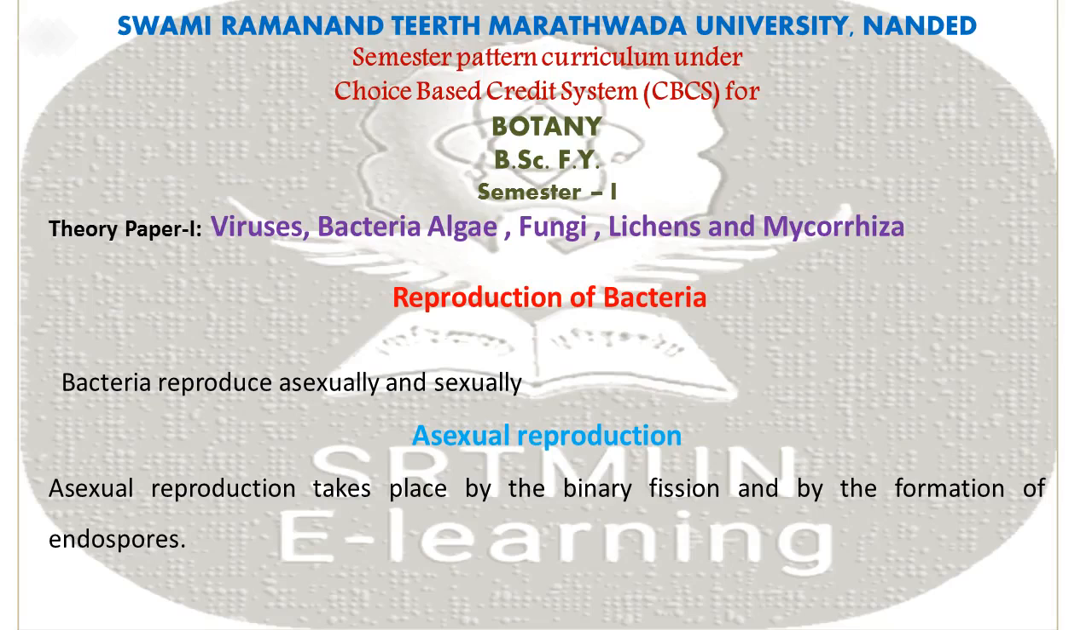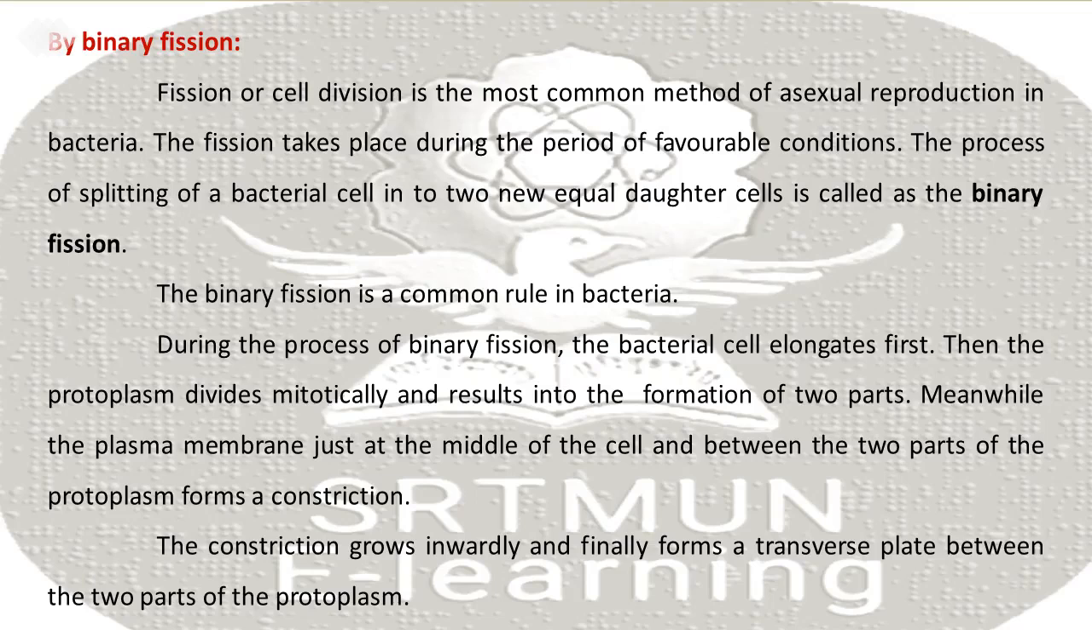Bacteria. In the last period we saw the ultrastructure of bacteria. Now start reproduction of bacteria. Bacteria reproduce asexually and sexually. Asexual reproduction of bacteria: asexual reproduction takes place by binary fission and by the formation of endospores.